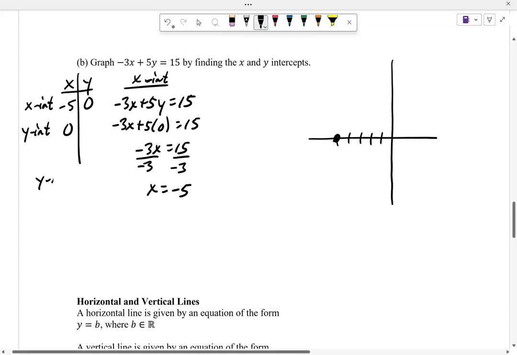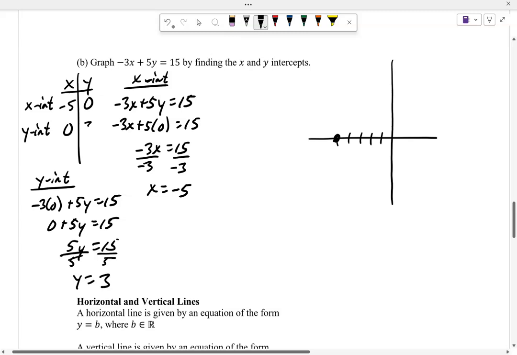Now let's find our y-intercept by letting x be 0. So there's my x being 0. So I get 0 plus 5y equals 15. 5y equals 15. I divide by 5. So I got 0, 3. When x is 0, my y ends up being 3. 0, 3. There's my 2 points. Draw my line right through there.